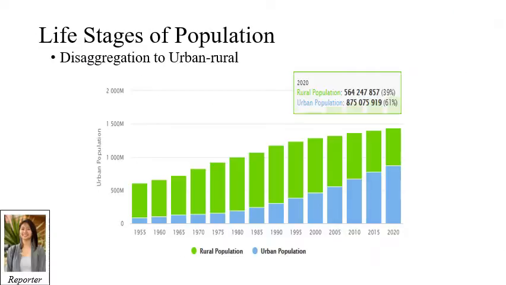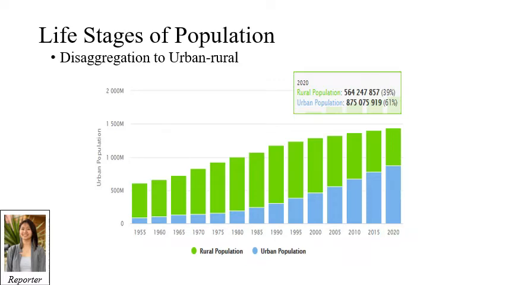Life stages of population. Due to the unavailability of demographic data for Wuhan, the following data are based on China. This graph shows the data between the population of rural and urban areas in China from 1955 to 2020.